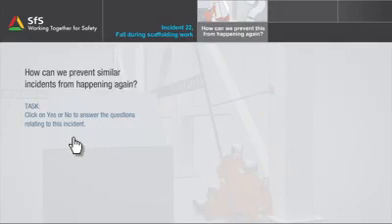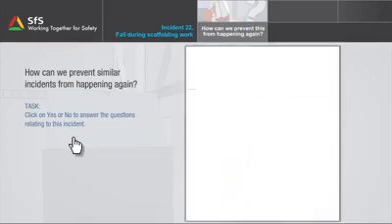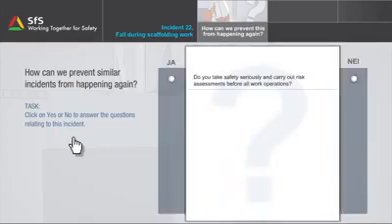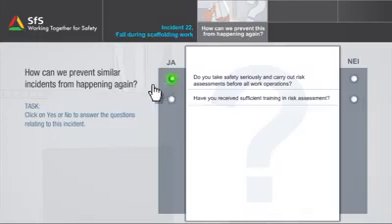How can we prevent similar incidents from happening again? Click on Yes or No to answer the questions. Do you take safety seriously and carry out risk assessments before all work operations, even those regarded as routine tasks? Have you received sufficient training in risk assessment?